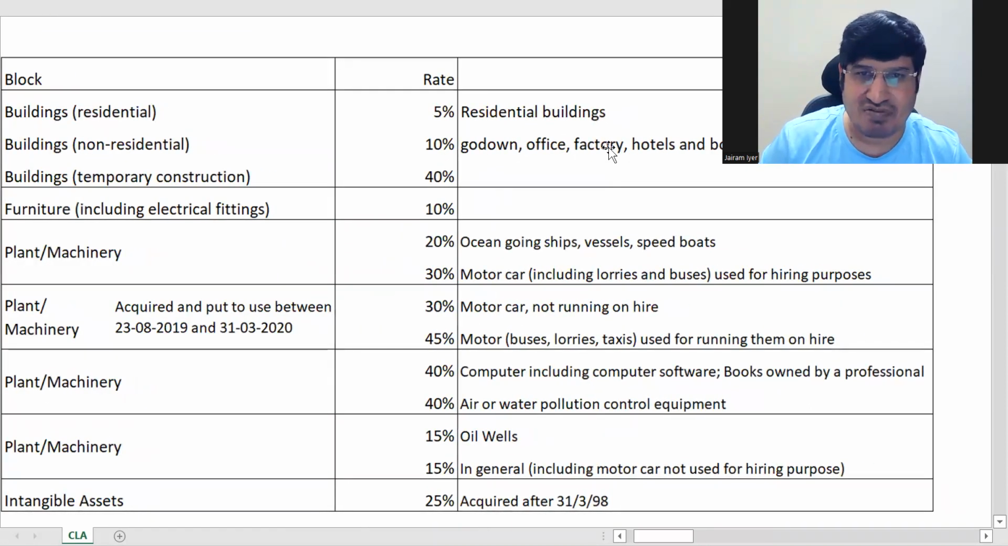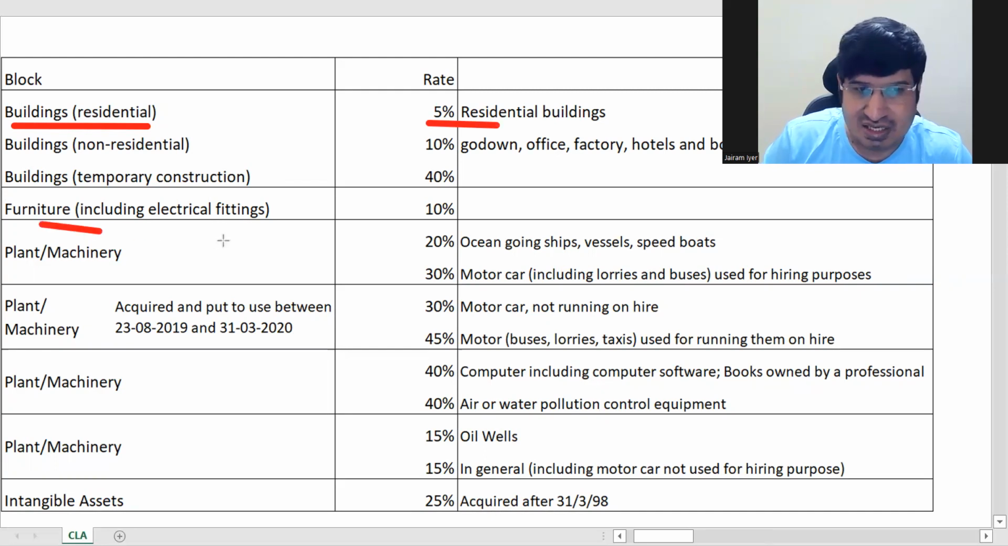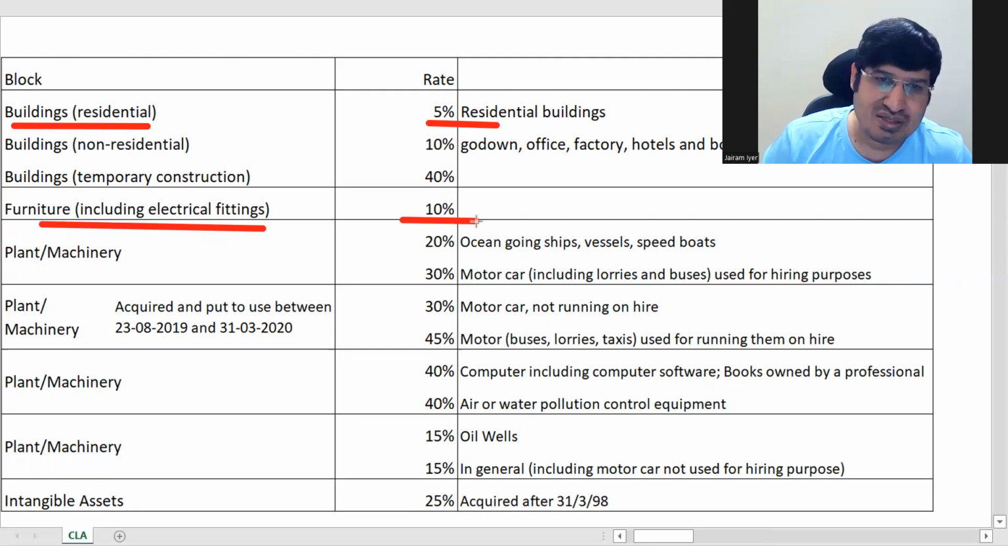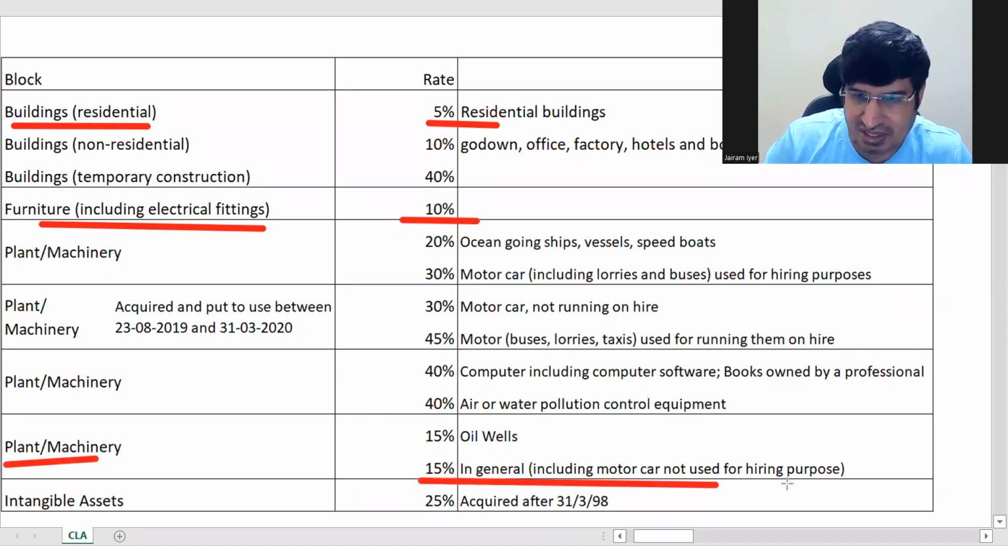Let's see some rates of depreciation. So one is all basic rates. Okay, for a building, first rate is 5%. That will be residential buildings. Okay, and then for furniture, you can see just add 5. It is 10%. Okay, structure you have to remember like this. Buildings will be 5%. That will be residential. Furniture will be 10%. Okay, and next will be your plant and machinery general rate 15%.